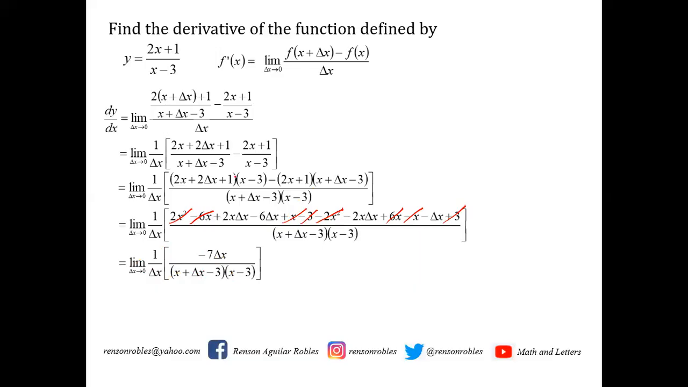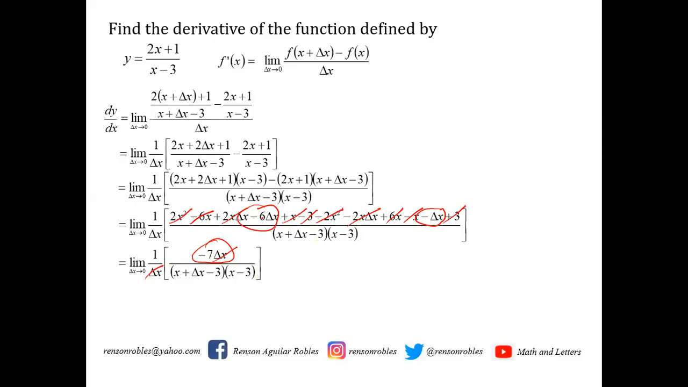So that is 2x delta x. Oh, one more, this also will become 0. That's 2x delta x, and this is negative 2x delta x. And what is left is this negative 6 delta x and this negative delta x. That's why we have negative 7 delta x in the numerator. And then you can now cancel this out.